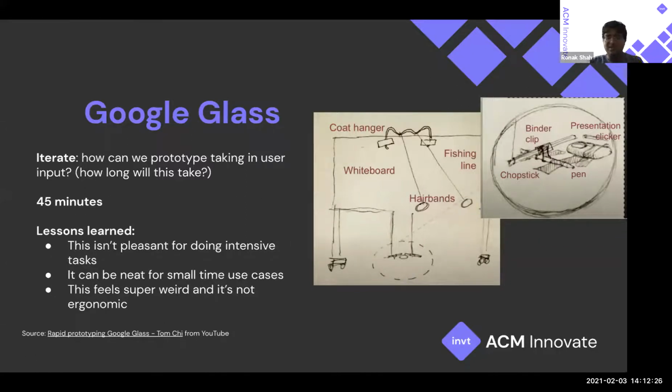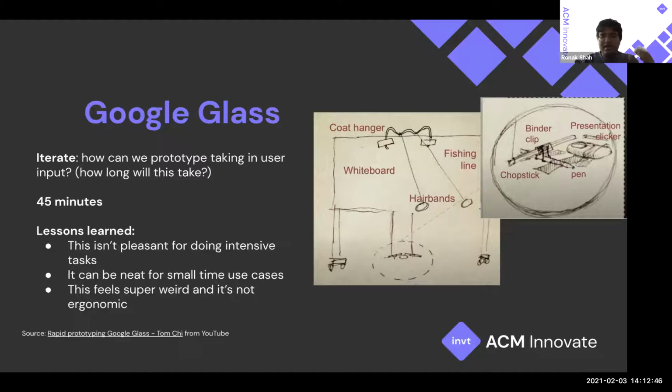They hooked up the presentation clicker so they can read emails. And what they realized is this looks super weird in public, and it's not pleasant at all. It's kind of useful though for small use cases. If I just want to quickly view something, it's kind of cool. But to do anything intensive, like actually typing an email, this is weird. And they also realized how clunky it can look.